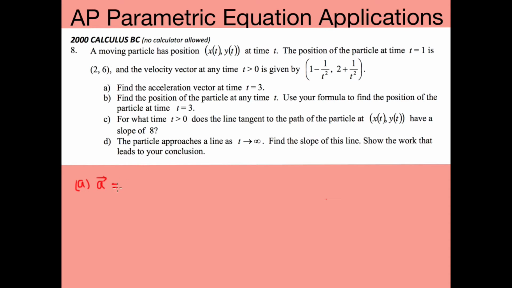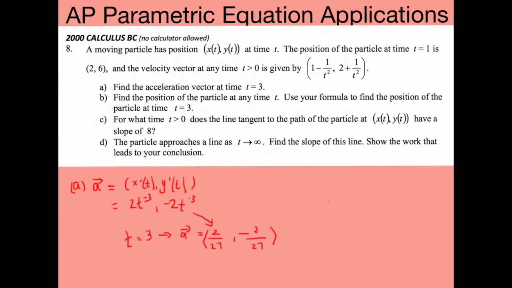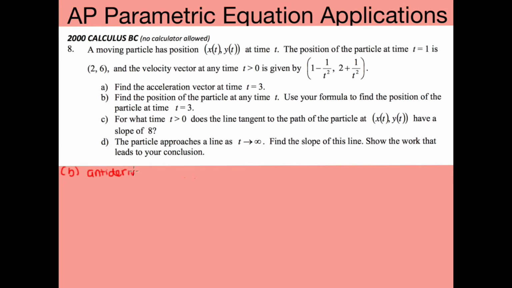So for part A, we know we have to find the derivative of x and the derivative of y, both with respect to t. We get 2t to the power negative 3, comma negative 2t to the power negative 3, and then we input t is equal to 3, and you get 2 over 27, comma negative 2 over 27. That's our acceleration vector.